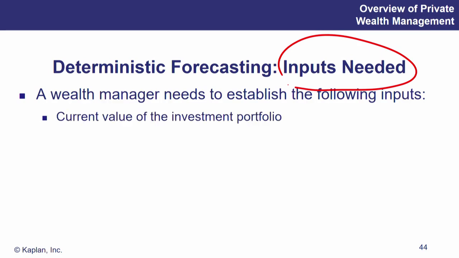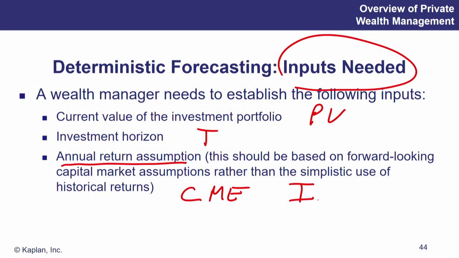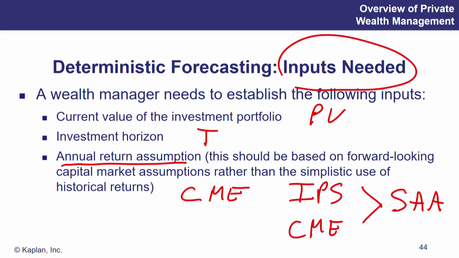Now, what do you need in order to use this deterministic forecasting? Well, I need to know the current value of the investment portfolio. So what are you starting with? I need to know the investment horizon. How much time do we have? I need to know the annual return assumptions. And this should also include our capital market expectations. So not just looking back using historical returns, we want to factor in our expertise and what you've been taught in the CFA material, understand those capital market expectations, and remember, the IPS with the capital market expectations combine to form your strategic asset allocation.